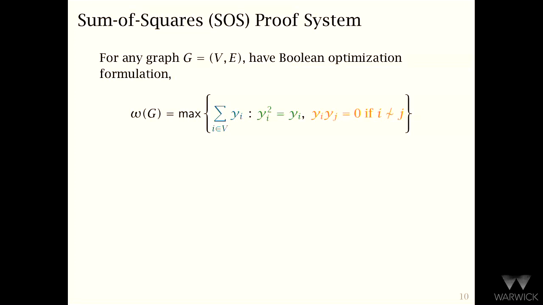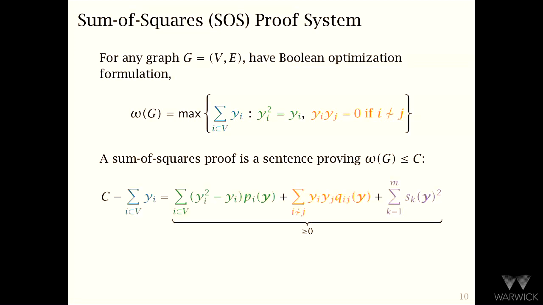This yi squared equals yi is a polynomial way of writing down the constraint that they're either 0 or 1. And so if two vertices are in the clique, then they have to be adjacent. In other words, if two vertices are not adjacent, then one of them has to not be in the clique, and this yi yj equals 0 is writing down that constraint. So this is a polynomial optimization problem that is just equal to the clique number.